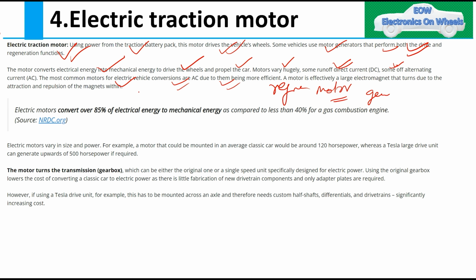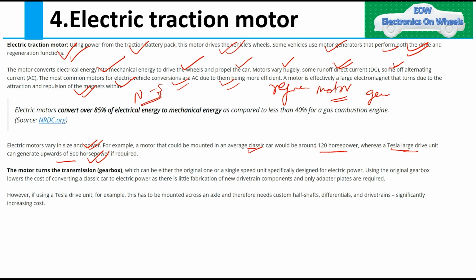A motor is effectively a large electromagnet that turns due to attraction and repulsion of the north and south poles of the magnets within. Electric motors vary greatly in power. If I take one example, in an average classic car that would be 120 horsepower, whereas a Tesla large drive unit can generate upward of 500 horsepower if required.